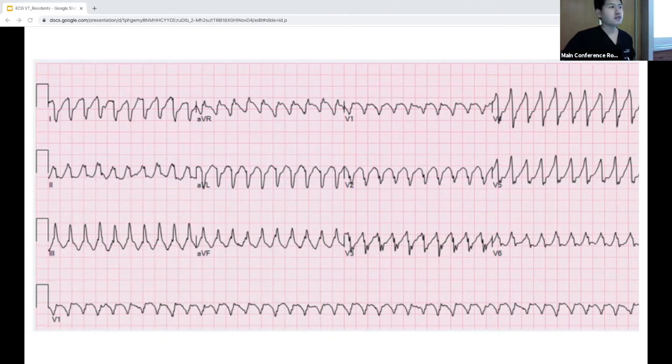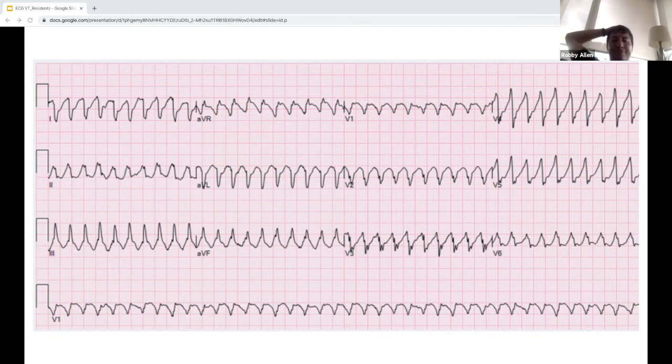So what's on your differential diagnosis? You can ask the folks at home to pipe in too. Anyone at home? Anybody out there? So Stephanie said VTAC. Okay. Anything else? SVT with aberrancy. Yeah, SVT with aberrancy. Can anyone think of anything else? SVT with an underlying bundle branch block.